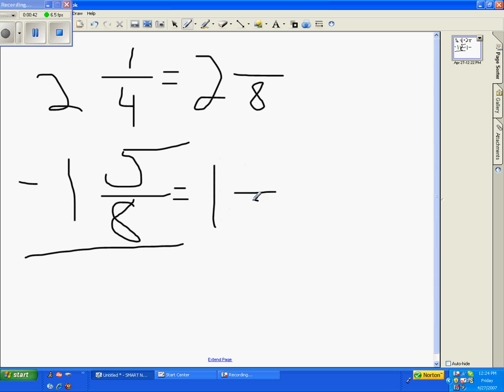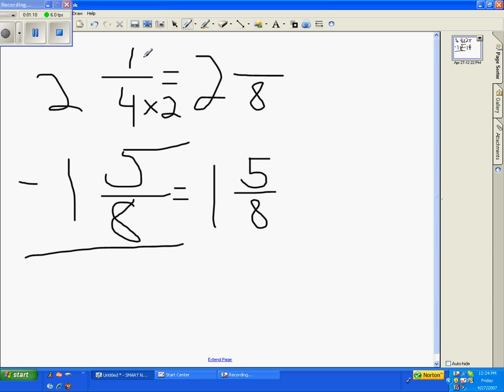Now, since our least common denominator is 8, and we have a denominator of 8 here, to get this numerator, we can just write the 5. Now, to get this numerator, we have to figure out what we can do to 4 to get to 8. Well, 4 times 2 is 8.